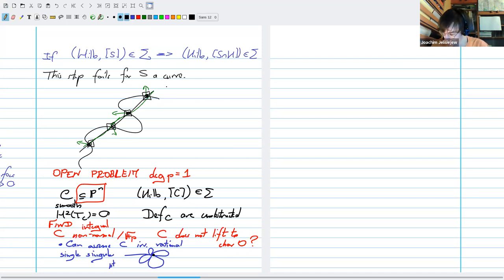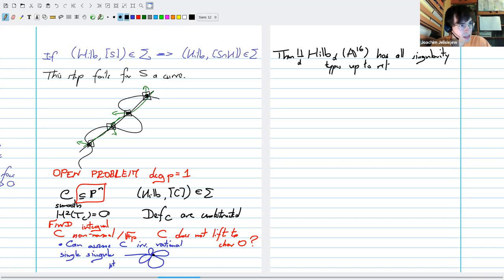All right. Therefore, I would like to say a few words today about the theorem that says that the Hilbert scheme of D points, actually the disjoint union of all the Hilbert schemes of D points on A16, has all singularity types, but only up to retraction. I don't think I want to define what it means up to retraction right now. You could probably ignore this part for the time being. We will see how it really shows up.